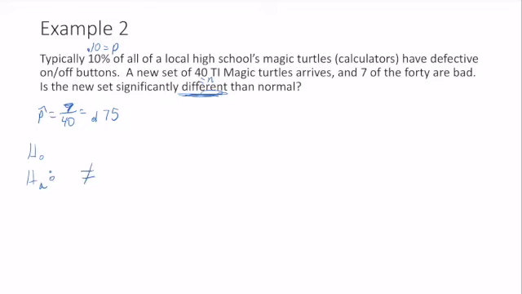So for my null hypothesis, I have p equals 0.10, right? There's no difference from the claimed value. And then for my alternate hypothesis, I have p doesn't equal 0.10. And what I need to calculate is a z-score. So the first thing to keep in mind before we calculate our z-score is that this is going to be a two-tailed test.